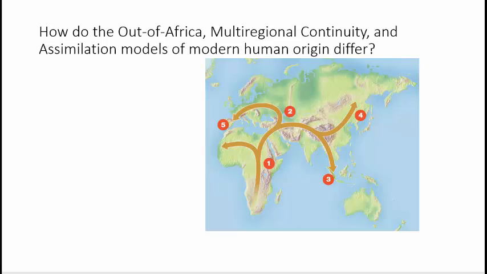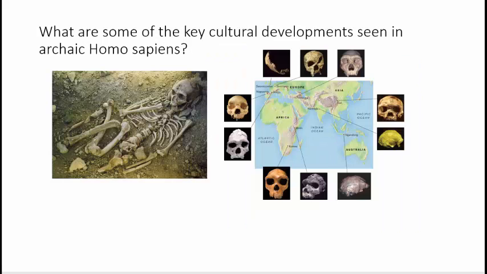Question: what are some of the key cultural developments seen in archaic Homo sapiens? Archaic Homo sapiens were responsible for a number of cultural developments. Like Homo erectus, there is substantial evidence that archaic humans hunted, in particular large game. They also fished and utilized other aquatic resources to provide meat and protein in their diets.